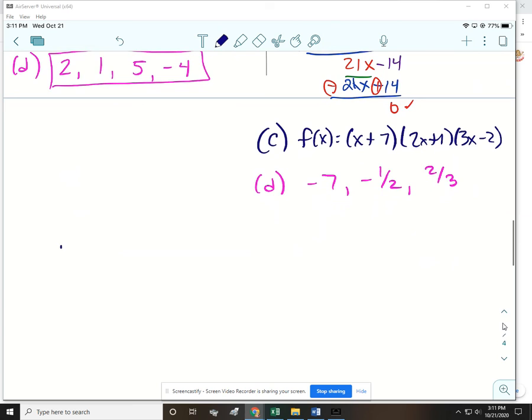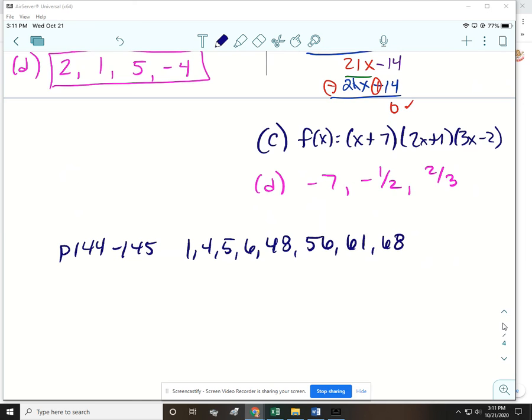So what I want you guys to do is page 144 through 145, numbers 1, 4, 5, 6, 48, 56, 61, 68, 70, and 72. Now on this 68 through 72, only do A through D. So omit the part that is E.